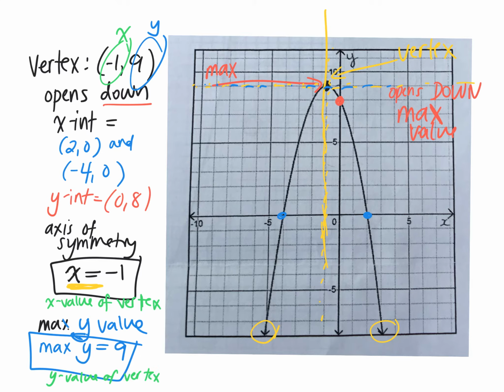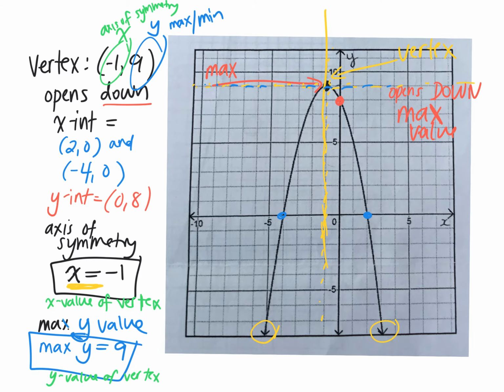So your vertex tells you three things. It tells you where it changes direction. It tells you the axis of symmetry, and it tells you the max or min.